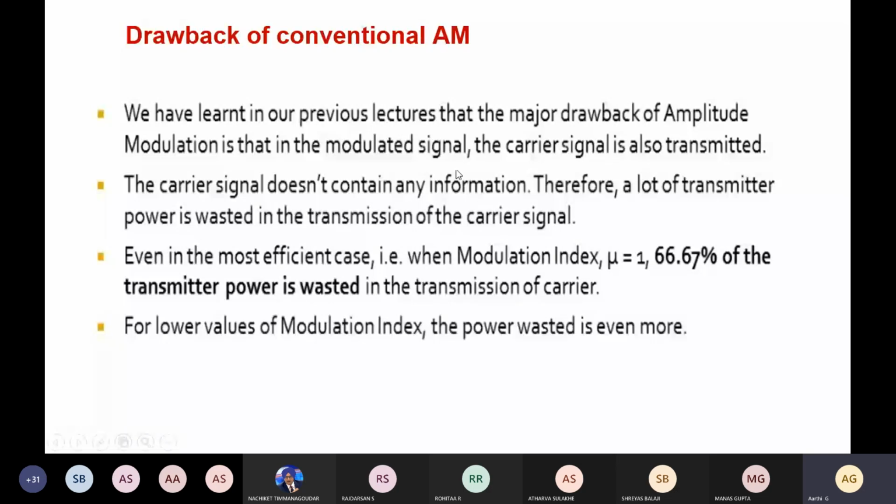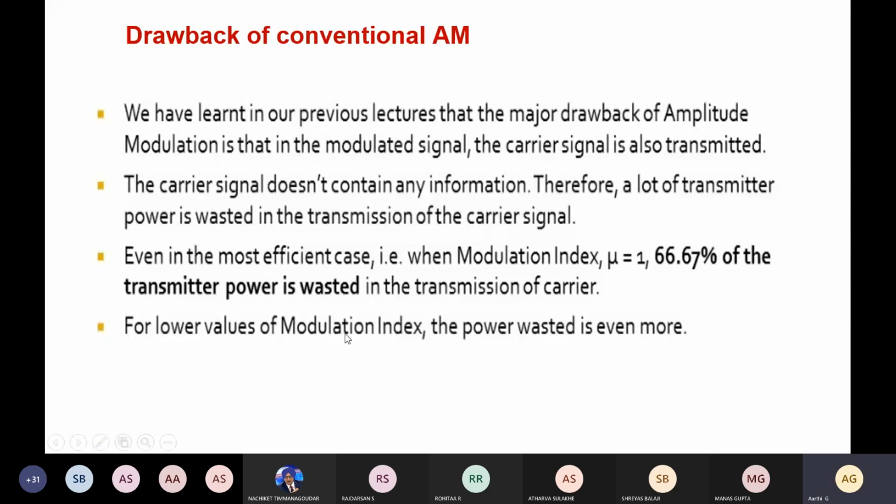The carrier signal does not contain any information. Therefore, a lot of transmitted power is wasted in the transmission of the carrier signal. Even in the most efficient case, when modulation index is 1, 66.67% of the transmitted power is wasted in the transmission of the carrier. The carrier power alone will occupy around 66.67% of the total transmitted power. So it is unnecessary, so we can eliminate the carrier. That's what we are going to do: suppress the carrier.